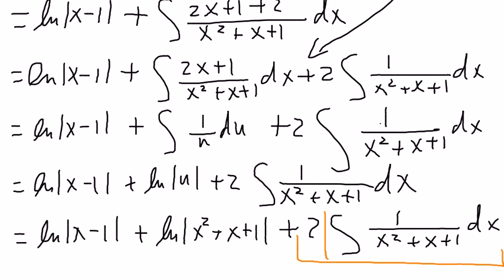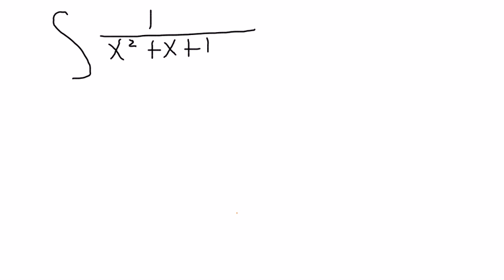So let's go ahead and get a fresh board here. So what we're looking at is the integral of 1 over x squared plus x plus 1, and the method, the MO for something like this is you have an irreducible quadratic on the bottom, you have a constant on top, you want to rig it to get an arctan, and so you do that by completing the square.